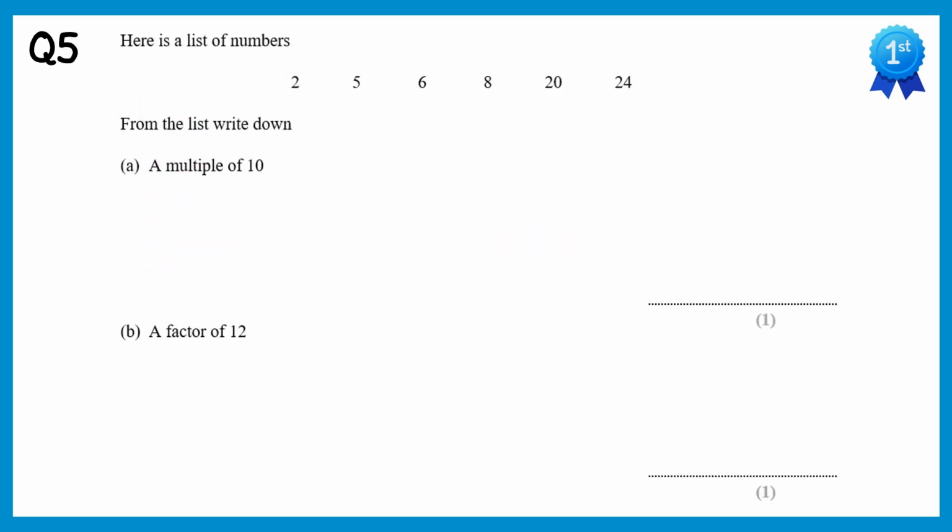For this question I need to write a multiple of 10 using the numbers from the list. Looking at the list there's only one multiple of 10 there, a multiple of 10 is just a number in the 10 times table, so the only answer I could pick is 20.